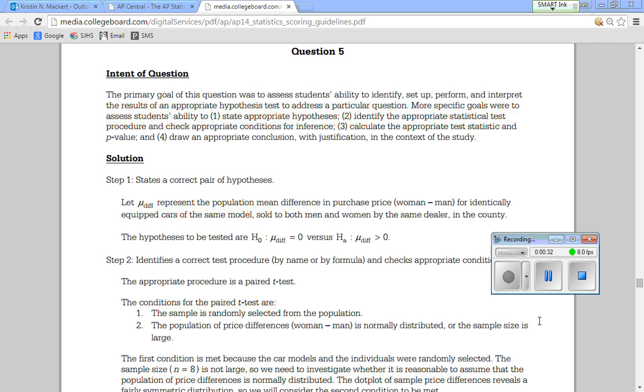I remember that specifically. But anyway, do the data provide convincing evidence that on average women pay more than men in the country for the same car model? So you're given a lot of information, and this question literally takes up an entire page, just the question. But really you don't need half of the stuff that's on the page.